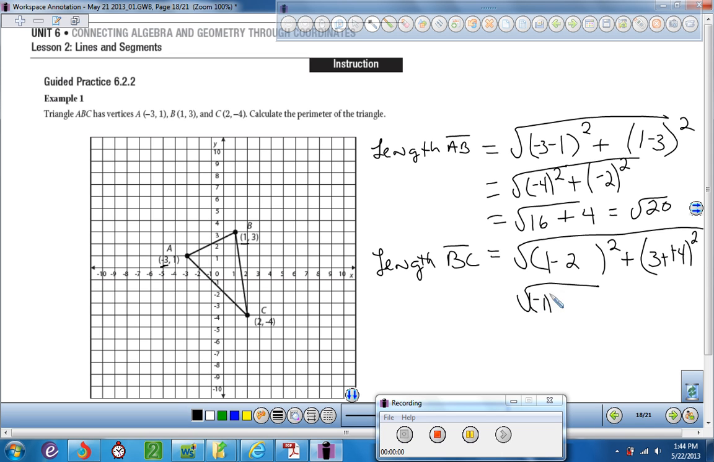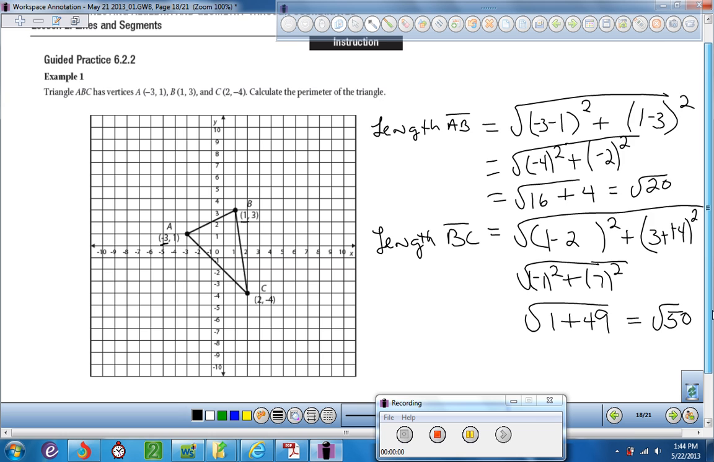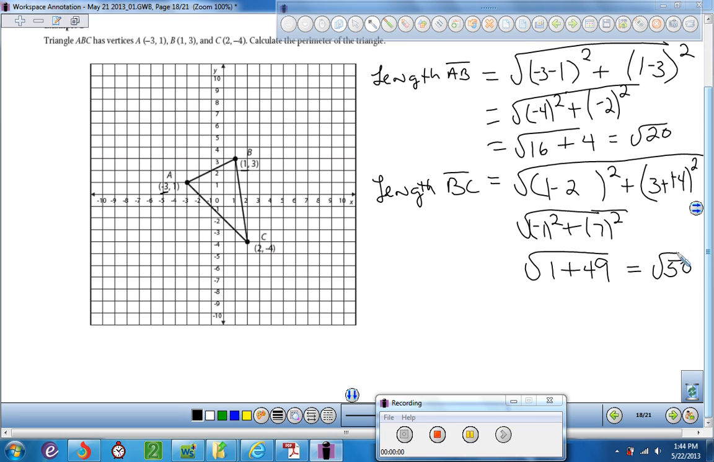Technically it's negative, so we'll go ahead and put the negative and square it. Plus 3 plus 4 is going to be 7 squared. So we'll end up with 1 plus 49. Okay, so we end up with a square root of 50. And again, for right now, we're just going to leave it without simplifying this.